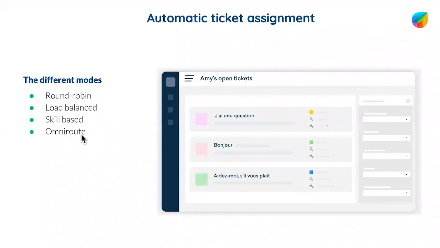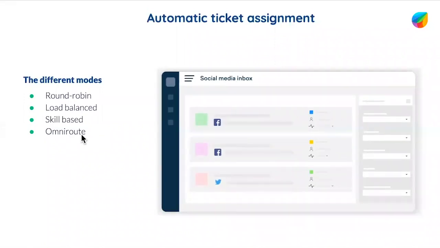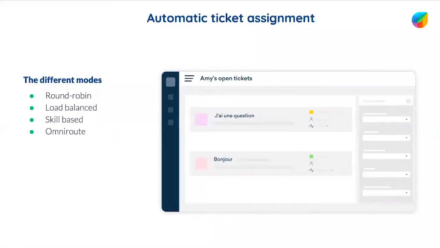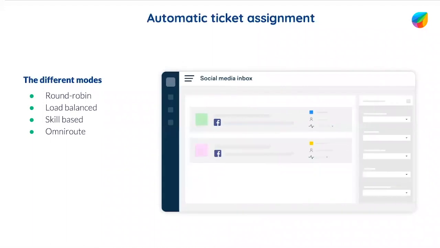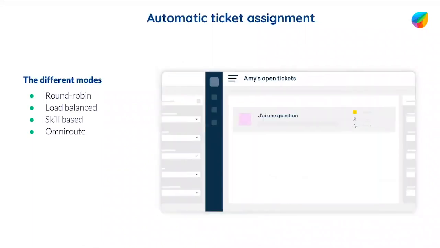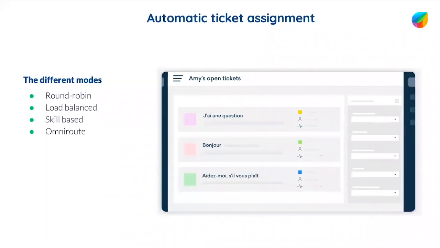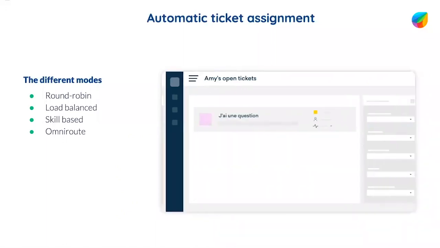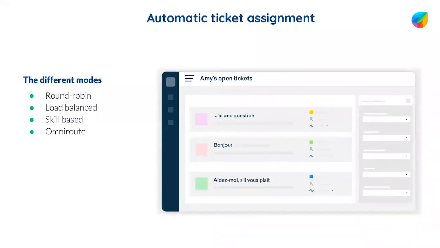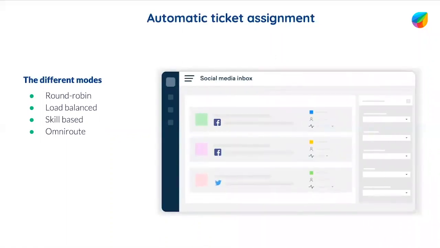You can also assign based on skill. As an example, if you have customers that speak a certain language, French or Italian, those tickets would go to the agents that are skilled at speaking that language. The last one, if you use Freshchat or Freshcaller and your team helps customers across different channels, OmniRoute takes into consideration their load.